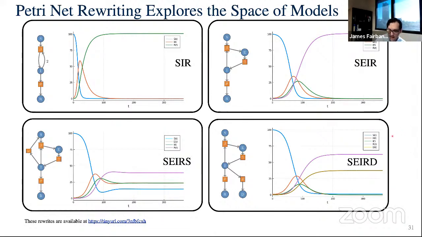Then SEIRD for handling diseases that have a fatality outcome. So all of these different models can be captured as rewrites of the original SIR model in this category of Petri nets. So here's a link, and these slides will be available after the talk. You can go find these rewrite rules on a GitHub page.